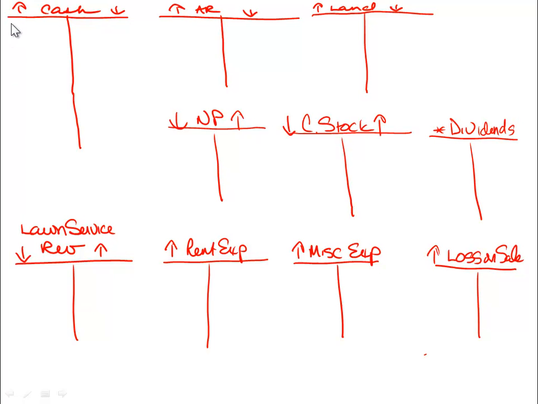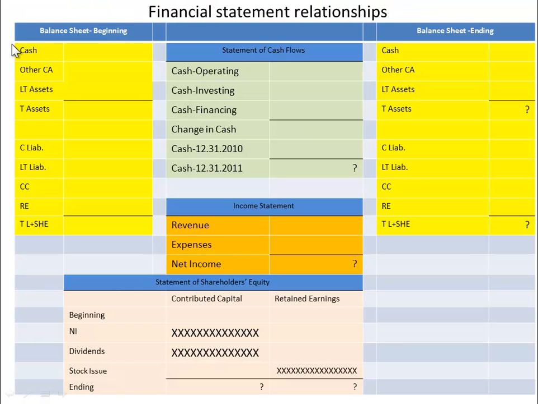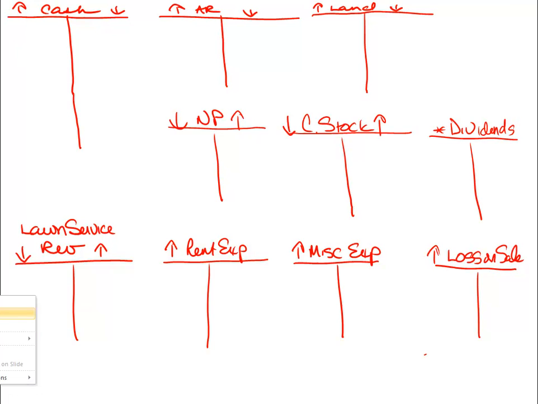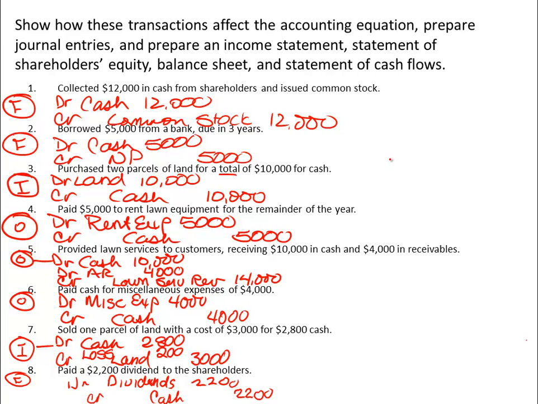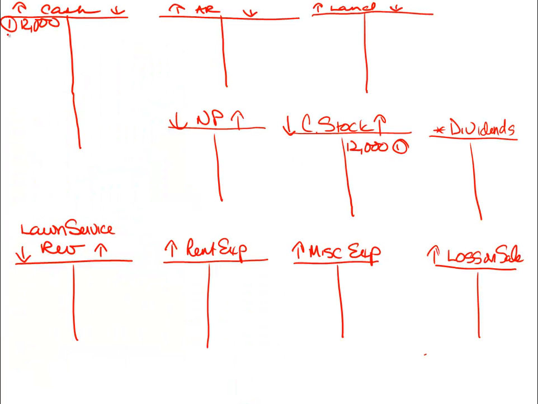So I'm going to write 1. Let me get the pen. 1, 12,000 is a debit to cash, and the credit was to common stock of $12,000. So by putting a little 1 by each of them, I know that that debit is associated with that credit, right? I'll also want to put an F by the number 1 to remember that that's a financing activity.